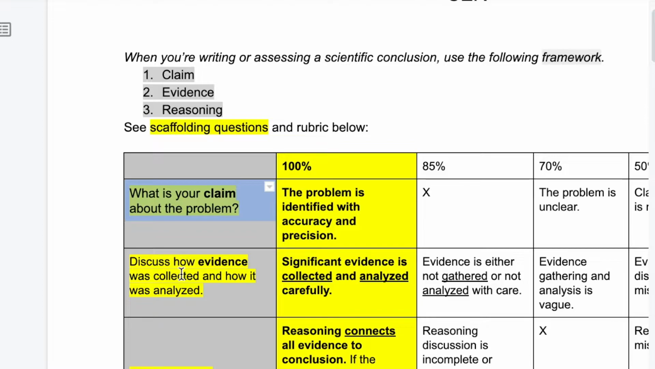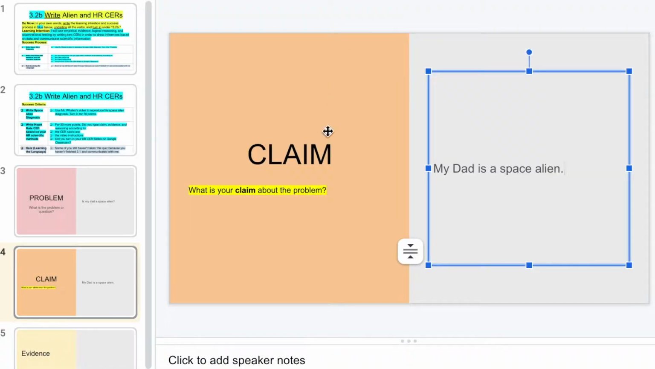And then we're going to say, is the problem identified with accuracy and precision? Yes, because if I had put my dad is an alien, that's not precise enough, because there's different kinds. Like, what do you mean by that? Like an earthly alien? No, she definitely means space alien, doesn't she? And then discuss how evidence was collected and how it was analyzed.